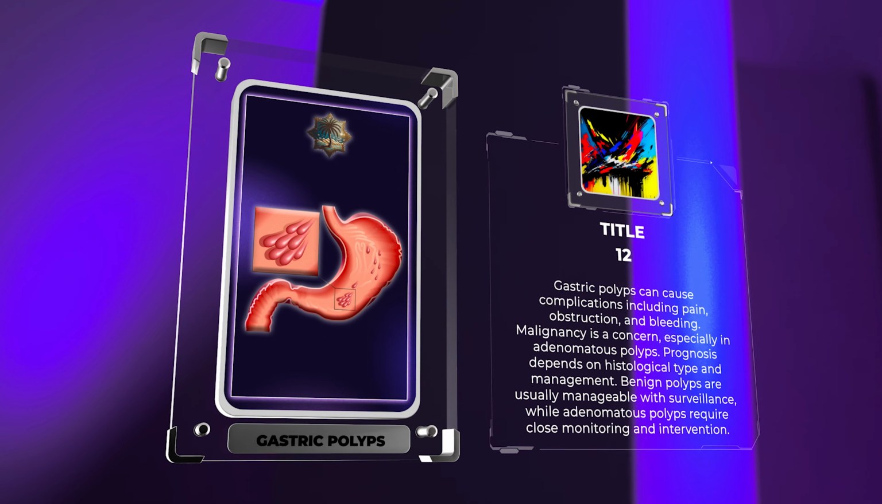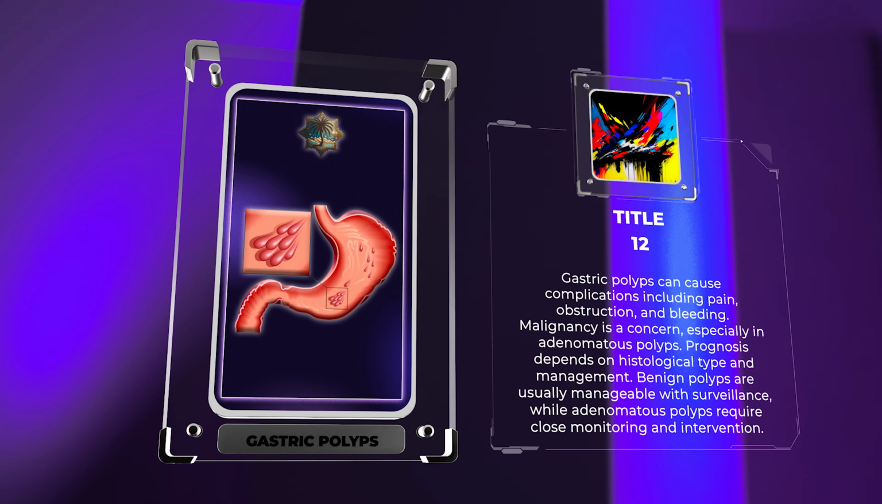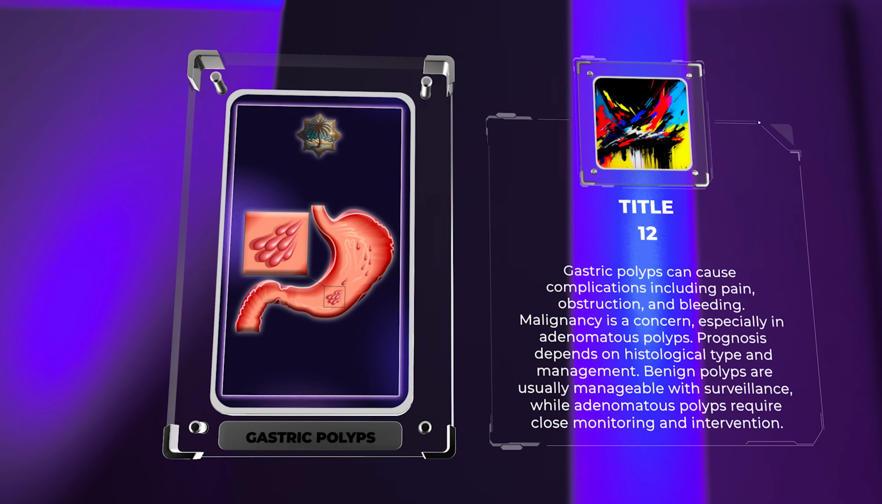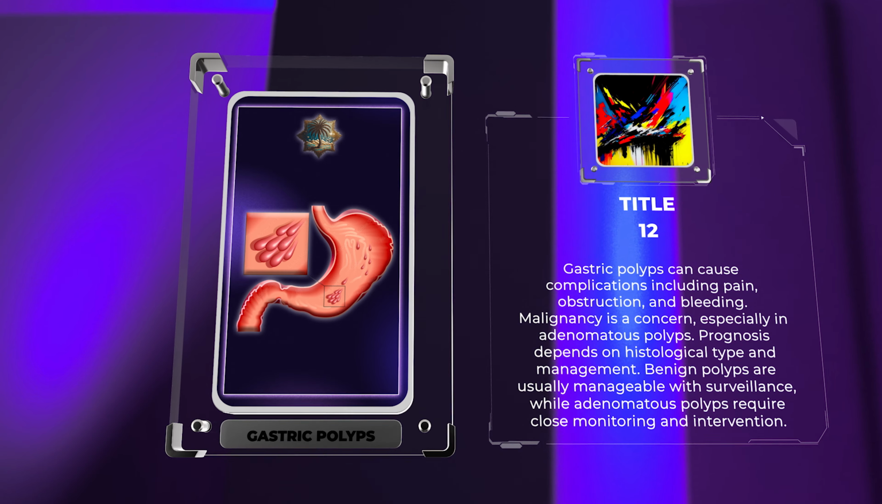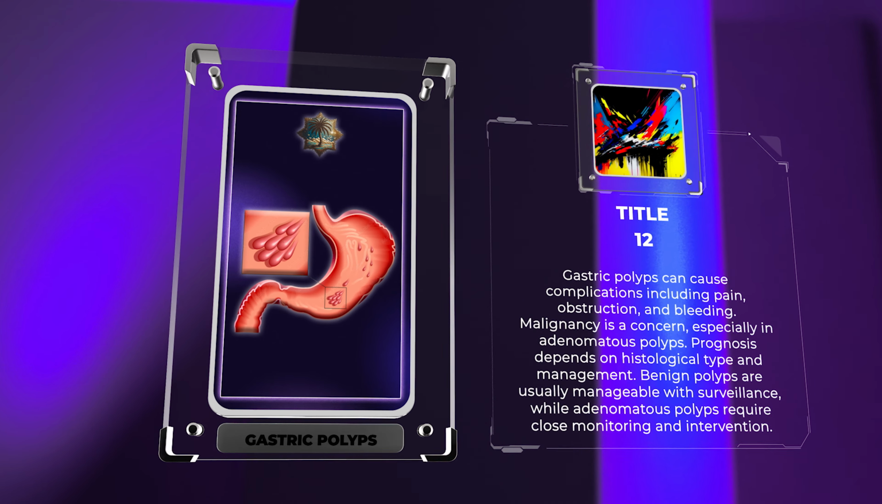Gastric polyps can cause complications including pain, obstruction, and bleeding. Malignancy is a concern, especially in adenomatous polyps. Prognosis depends on histological type and management. Benign polyps are usually manageable with surveillance, while adenomatous polyps require close monitoring and intervention.